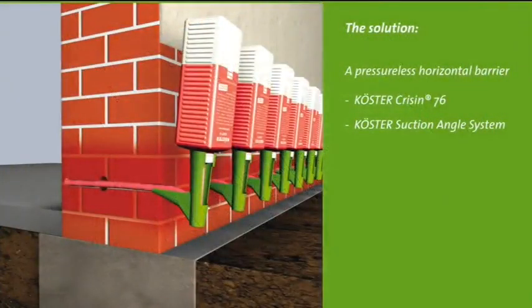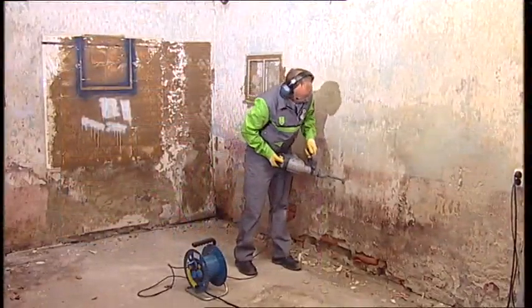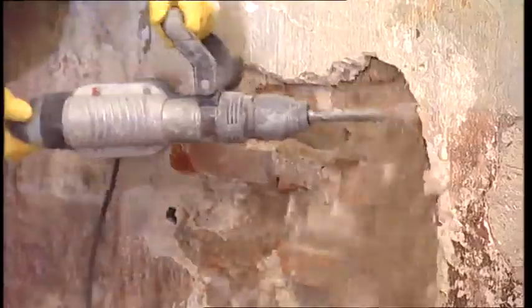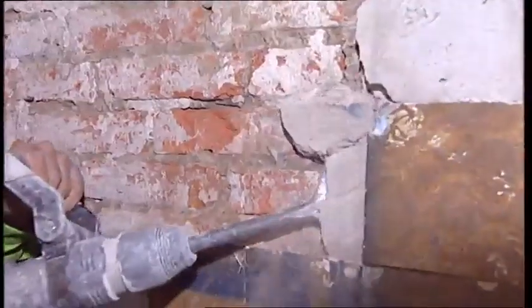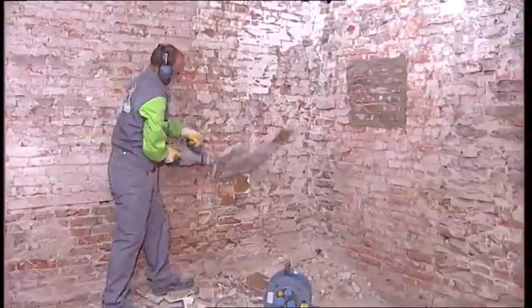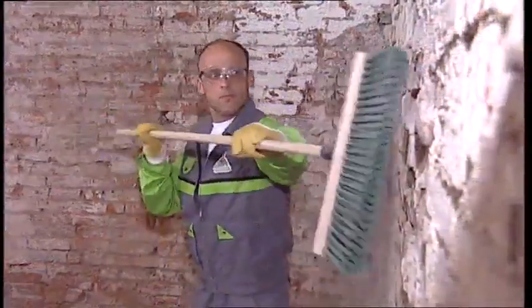The repair of the wall begins with the placement of the horizontal barrier with KOESTER Crisin 76. This method is also suitable for walls with high moisture levels and salt contents. By using the patented suction angle system, the horizontal barrier is reliably placed, even where the wall has voids or cracks. First, the old, salt-damaged plaster is removed and the wall is cleaned of loose particles. Then the horizontal barrier is installed.